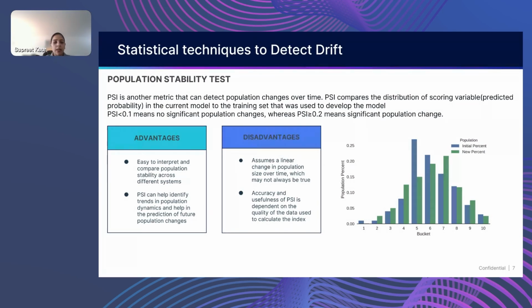Some of the advantages I've already mentioned: it's easy to interpret, and I would say it's very efficient in identifying trends in the population. But the disadvantage is that it assumes there's a linear change in the population over time, which might not be the case. So that is, I would say, a pitfall of the test.